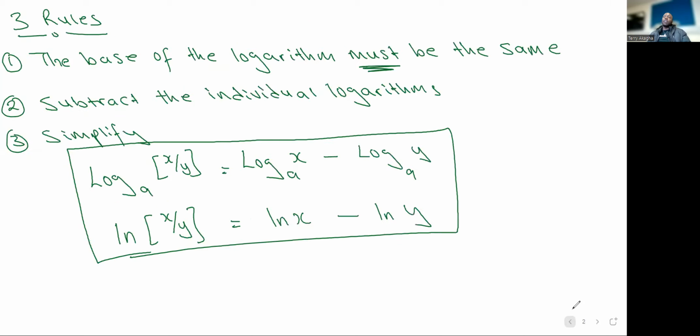All right, so this is the concept for division. When you are dividing, you subtract the individual logarithms. And also when you're subtracting, you can also divide, provided that both of them have the same base.